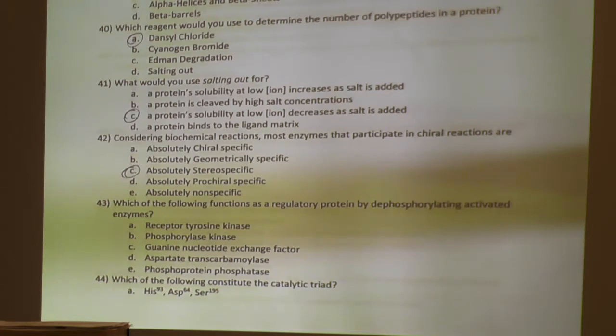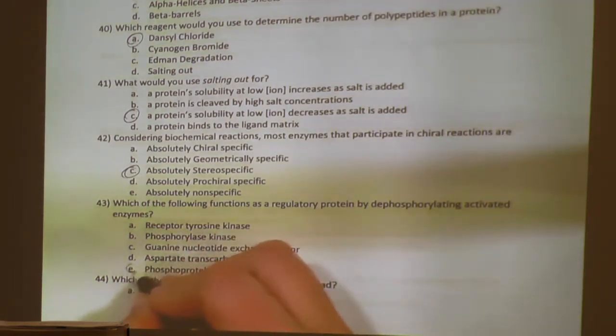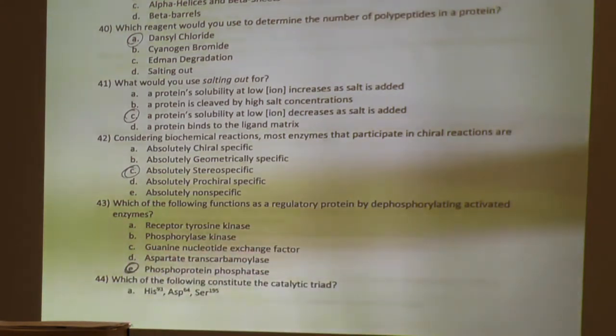Which of the following functions as a regulatory protein by dephosphorylating activated enzymes? I heard an answer, and I'm not sure which one I heard. It is E. It is phosphoprotein phosphatase. Kinases phosphorylate things. Phosphatases dephosphorylate things.